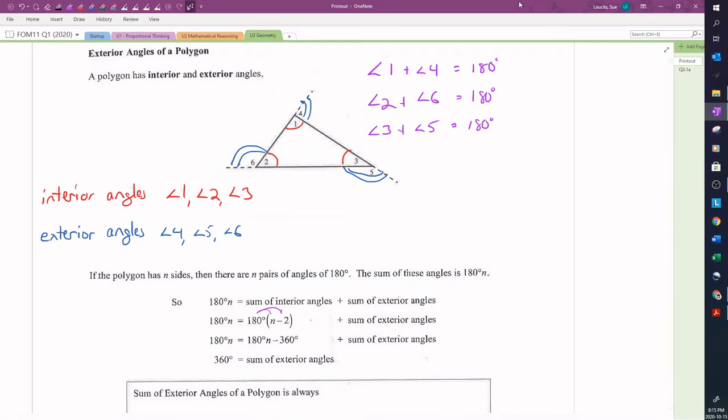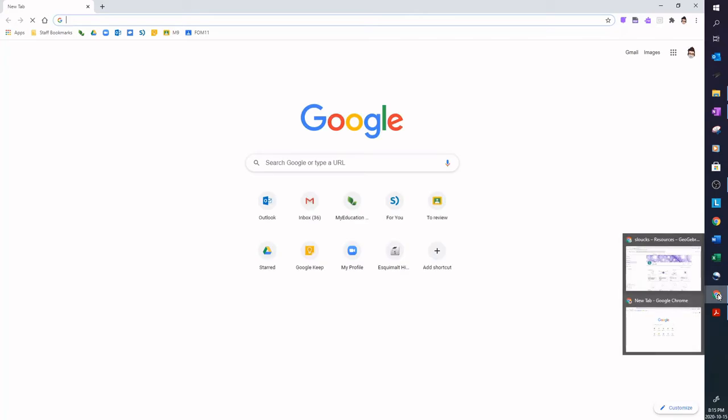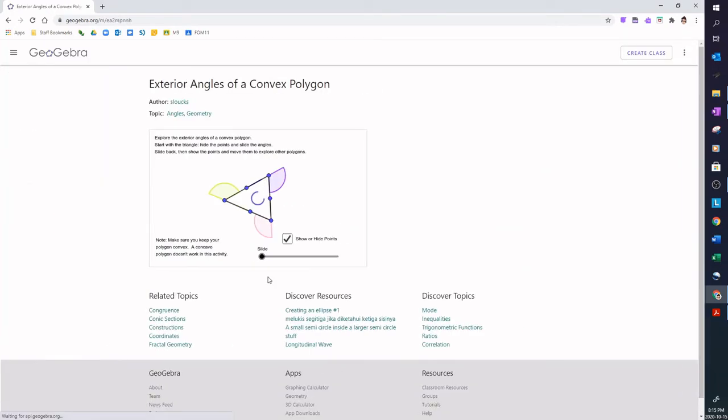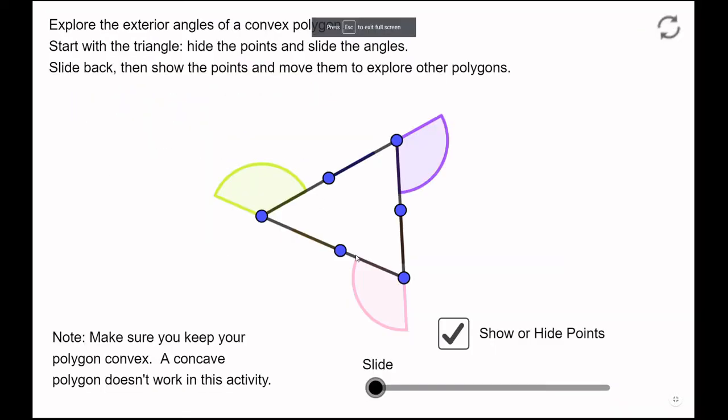And I just want to show you a thing. This is a thing that I put together on a website, a program called GeoGebra. I actually have the links to, I think all four of these in the review package that I did up for you. I just want to show you this one because this visual really stuck with me when I saw it drawn somewhere else. And this lets you explore the exterior angles of a convex polygon.